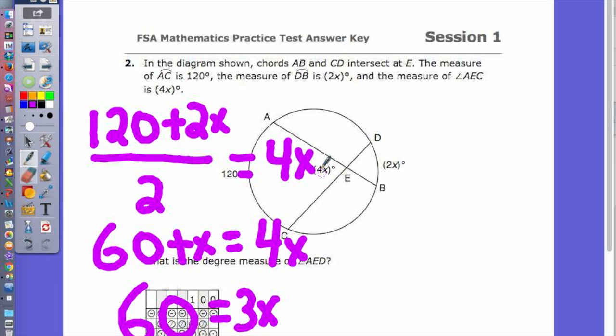Yes. But they didn't ask for that angle there. They asked for AED. It's a little difficult to see, but they're asking for this angle. This angle is a linear pair to the angle that was 4x. The 4x we said is 80, so this one is 100.